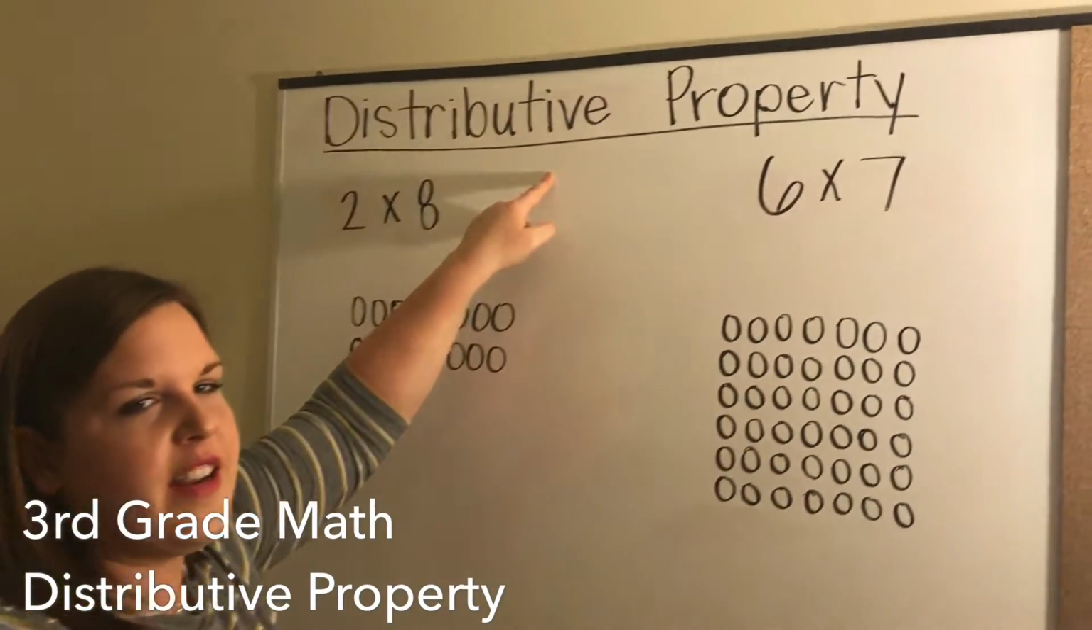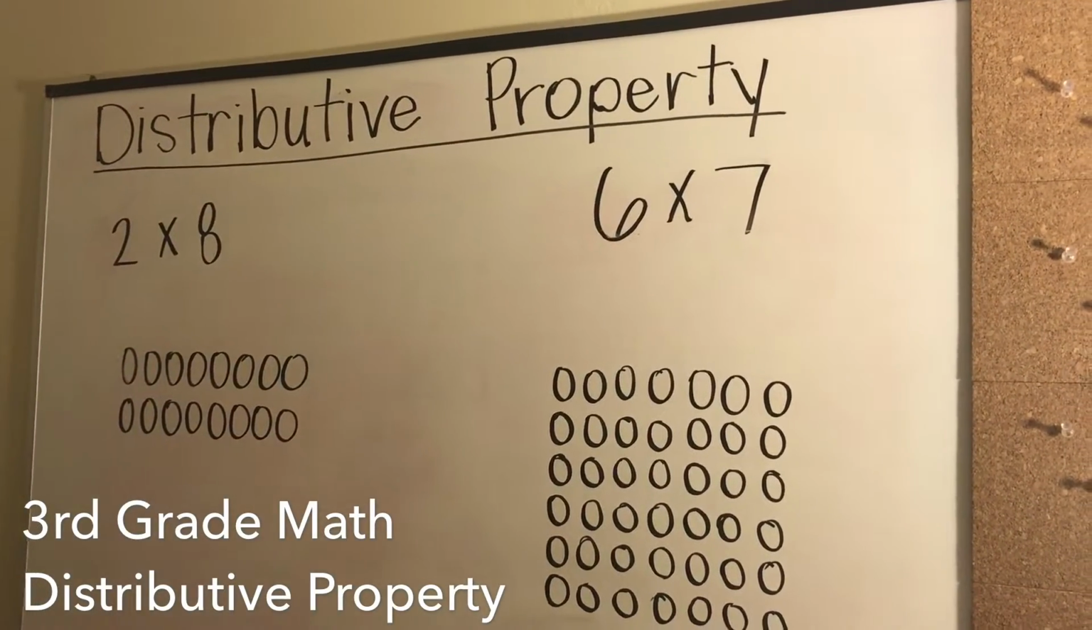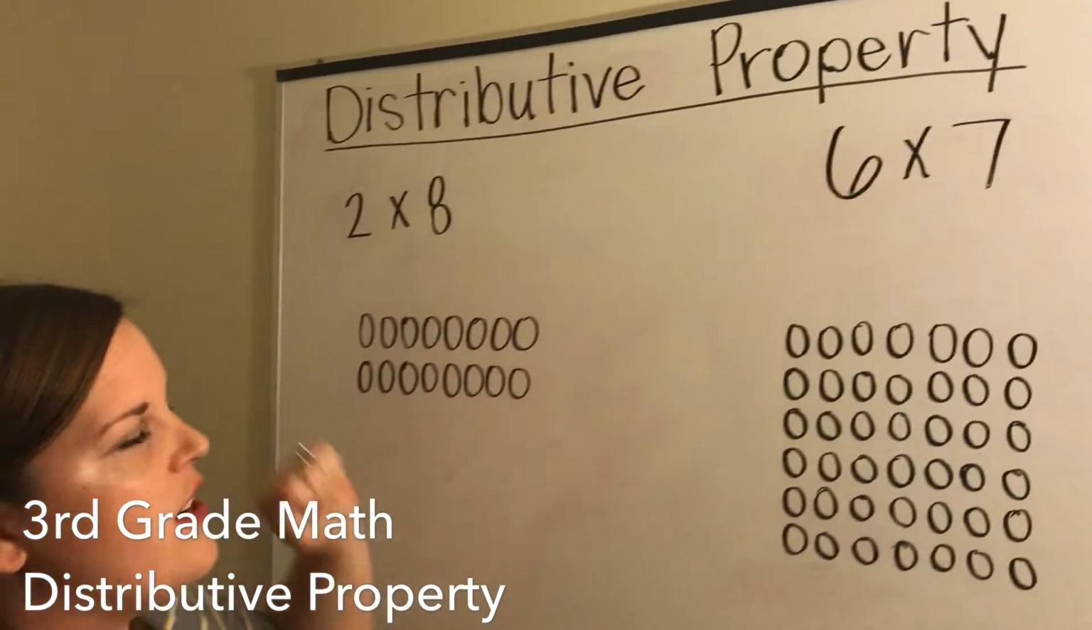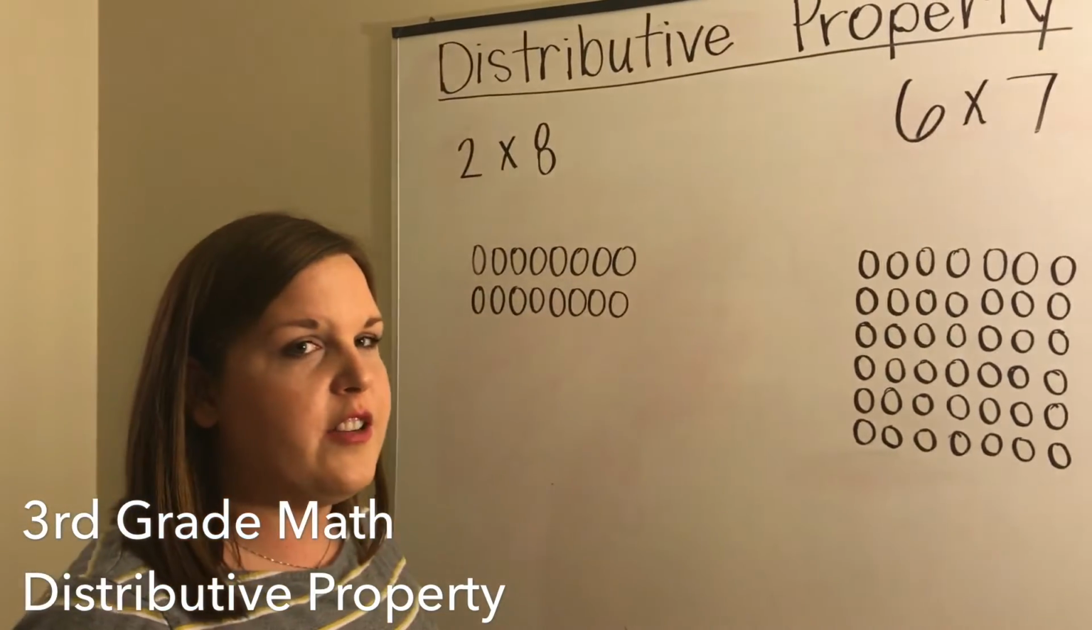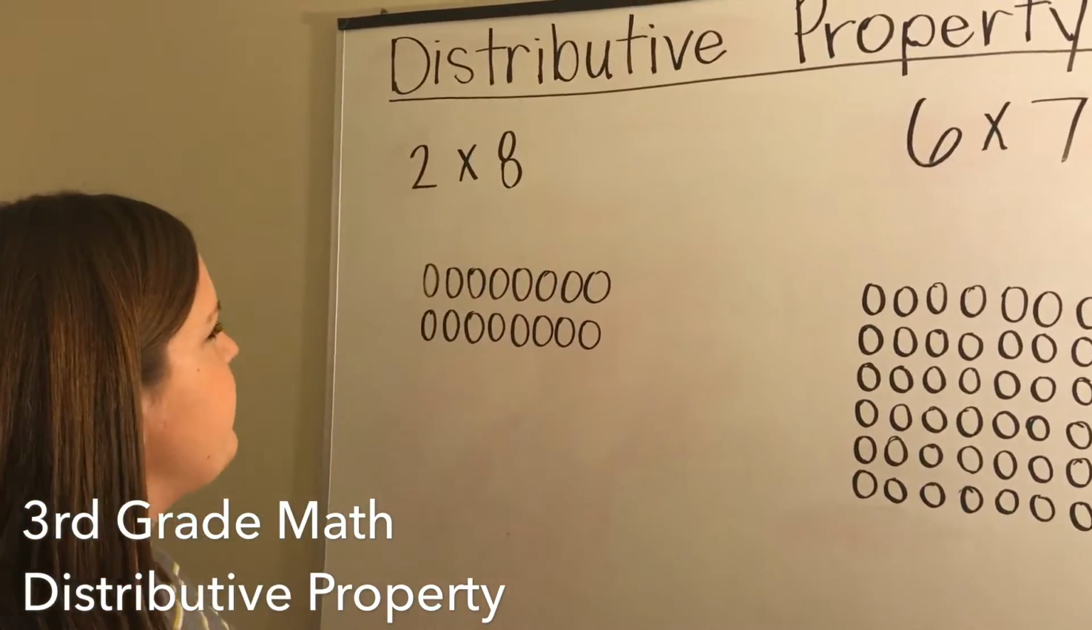The distributive property is a strategy that we can use to break apart multiplication equations. So I'm going to show you 2 equations today and show you how to break them apart into smaller equations and solve that. So the first equation we're going to do is 2 times 8.